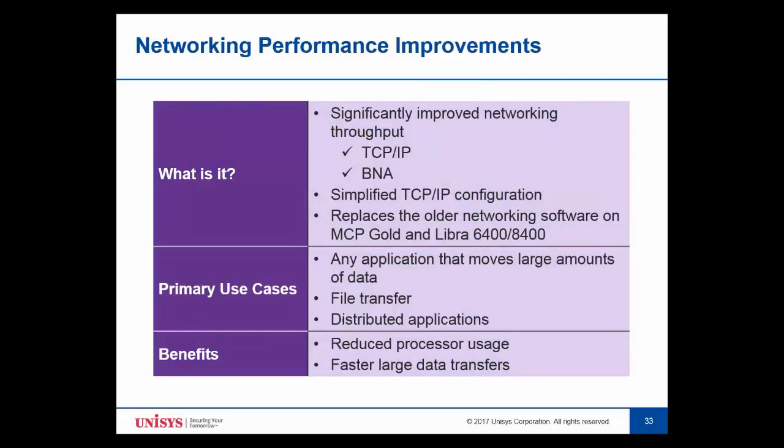Our networking performance improvements with networking v3 have significantly improved networking throughput with TCP/IP and BNA. It's simplified the configuration of TCP/IP, and it replaces our older networking software that was available prior to this release. The primary use case is any application that moves large amounts of data for file transfer or distributed applications, and it reduces your processor usage for faster large data transfers.